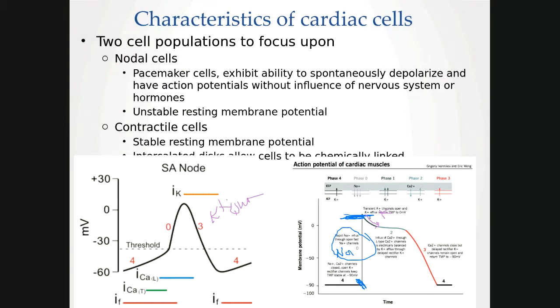New piece. In a contractile cell, before I just let the line slope all the way back down below threshold and reset, I hit this plateau. This plateau represents potassium still trying to go out of the cell and trying to repolarize and get things back to resting. But as I have a positive ion going out, I am going to have calcium coming in.